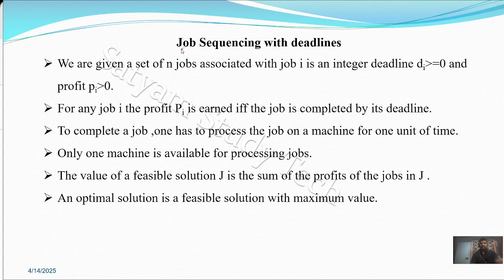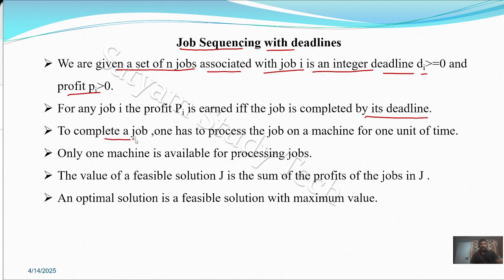Today's topic is job sequencing with deadlines. We are given a set of n jobs, where job i is associated with an integer deadline di greater than or equal to 0 and a profit pi greater than 0. For any job i, the profit pi is earned if the job is completed by its deadline.